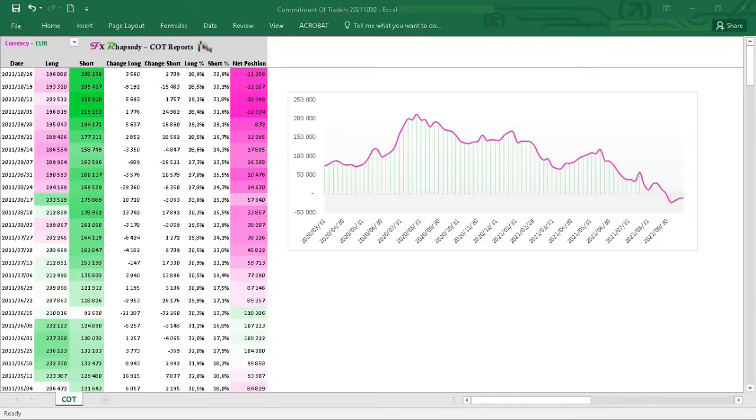Guys, welcome back to FX Rhapsody. Today we will be looking at the COT report, the Commitment of Traders report, and I just wanted to show you how I use it, and maybe I've changed it a little bit so that you can view it a little bit better.